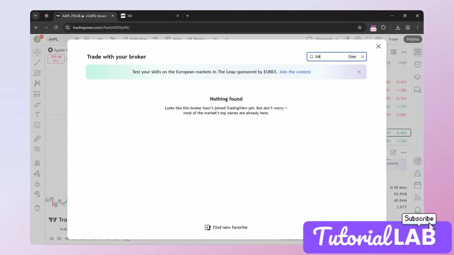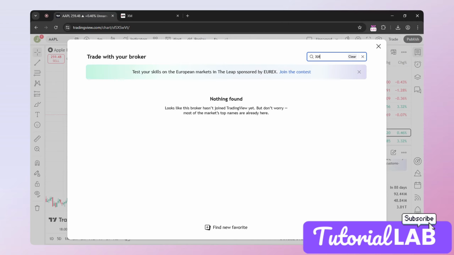Tradingview only supports direct broker connections with certain brokers, and XM is not on the list. So we will not see XM as an option inside Tradingview. This is not a setting issue. It is simply a platform limitation.